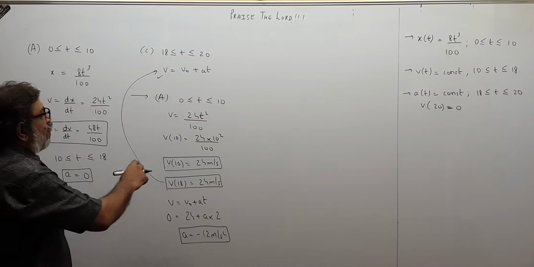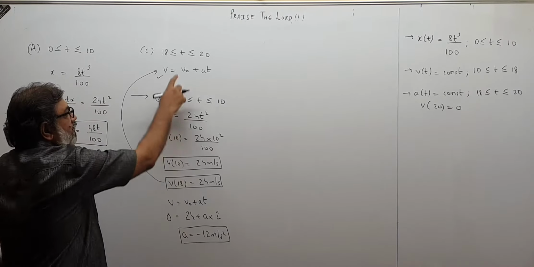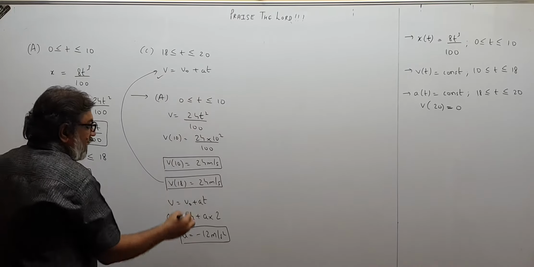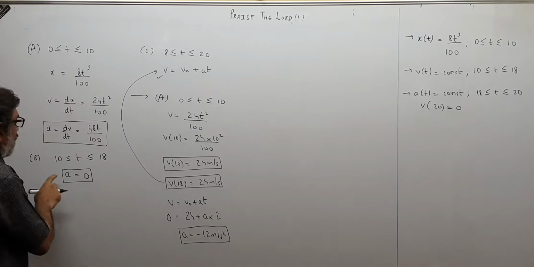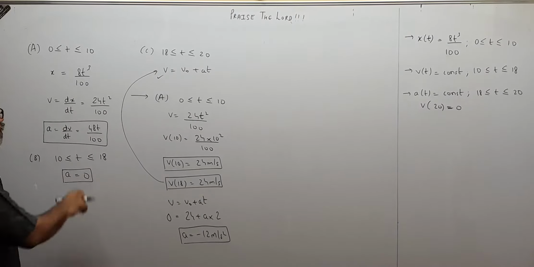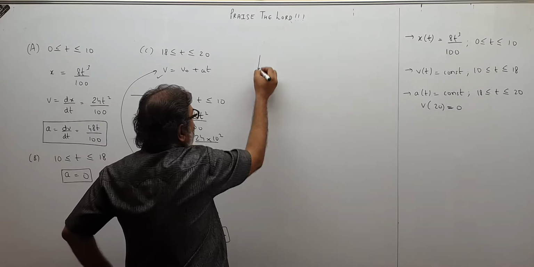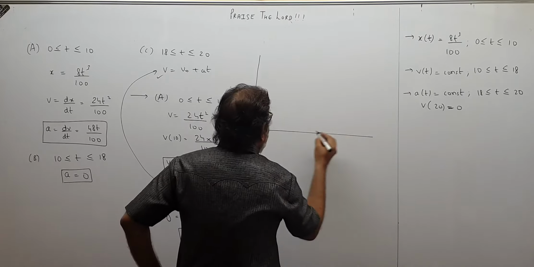So I come to know what is my acceleration in the last process. A is equal to how much? I will come to know minus 12. In this, A is this much, and over here A is 48t upon 100 from 0 to 10. So now if I want to draw the graph of acceleration versus time, I write like this.